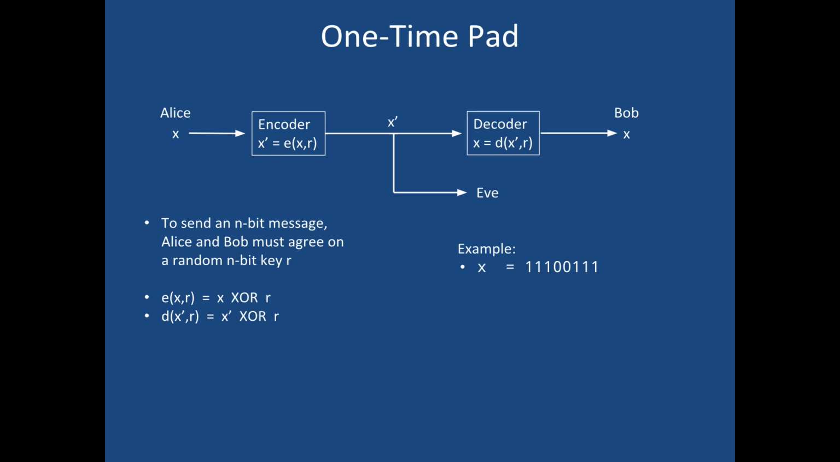So let's say you want to encrypt X. There's R. I just picked some random numbers. We do a bitwise exclusive OR, and that's what you get. 1 XORed with 1 is 0, 1 and 0 is 1, 1 and 1 is 0, and so on. You transmit X prime, and that's what Bob gets. Then Bob just does the same thing. He takes X prime and R, XORs them together, and recovers the original. Works every time.